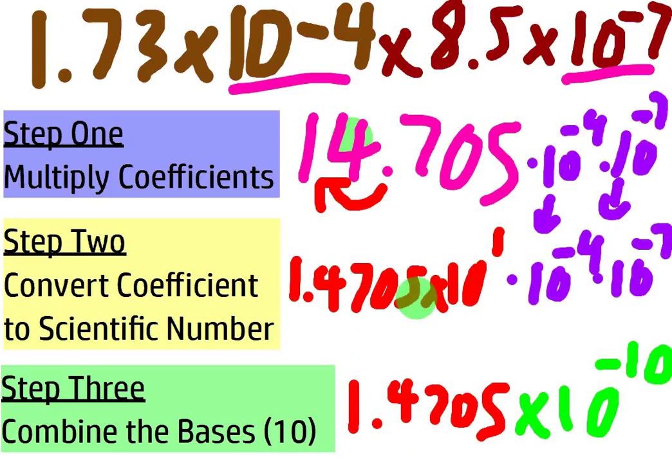Let me see if I can underline this. Alright. And so that was our last step, is just to combine those bases. It's 3 simple steps to go from here to here. Alright. Once again, group the coefficients and multiply them, and convert that number to a scientific number, and then combine your like bases to one brand new exponent. That's it for this example.